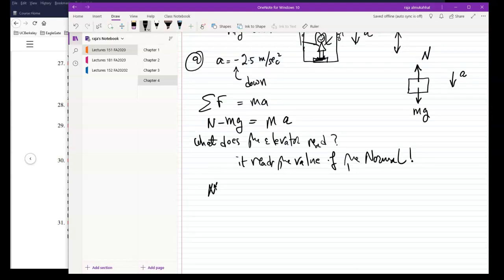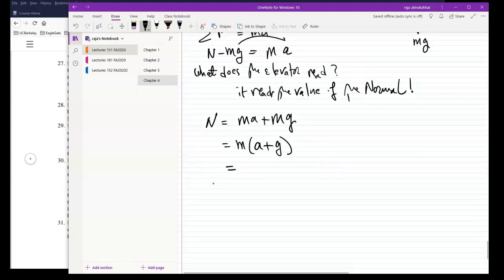N equals, just solve for it, so you move the mg here. That's going to be ma plus mg. And then let's take m as a common factor, like that. So the m here, oh, I forgot to bring what the m is. Hold on, let me go back.